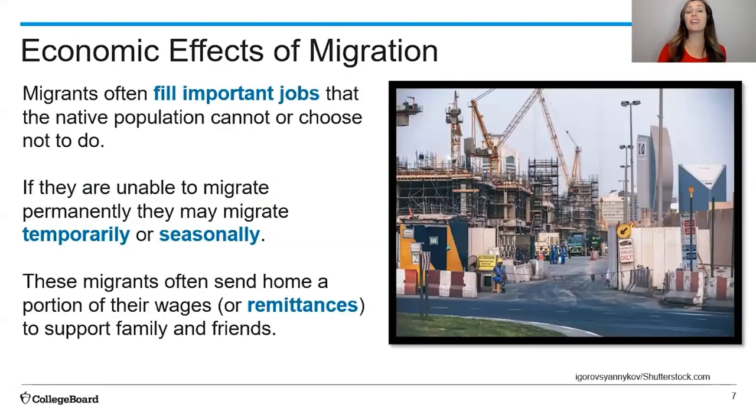Which turns us to the economic effects of migration. Migrants often fill very important jobs that the native population cannot or choose not to do. If migrants are unable to migrate permanently, they may migrate temporarily or even seasonally. These migrants often send home a portion of their wages, or remittances, to support family and friends. This is a typical reason why we would see migrants migrating for work so that they can support families back home, perhaps covering costs for things like healthcare or education.